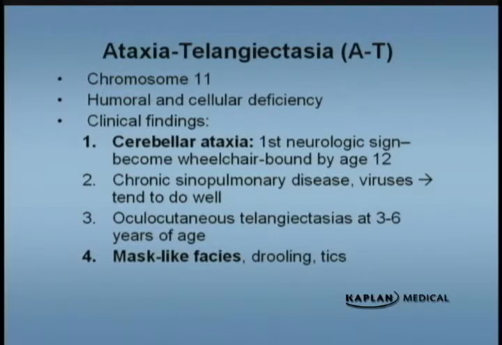Also, since they have an immune deficiency, look for recurrent infections such as sinusitis and pneumonias. Usually they can also have viral diseases, and they tend to do okay from their infections. And typically they will have telangiectasias. These will be present anywhere on the body, but they're very common on the bulbar conjunctiva, and that's a real easy place to see them. Another clue would be what we call mask-like facies. They can also develop drooling and special tics.